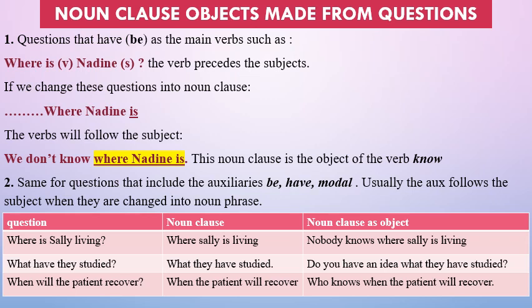Now, this is the object of this sentence. Nobody, which is the subject, knows the main verb; where Sally is living, this whole noun clause, is the object.